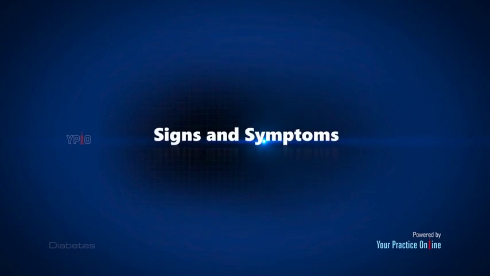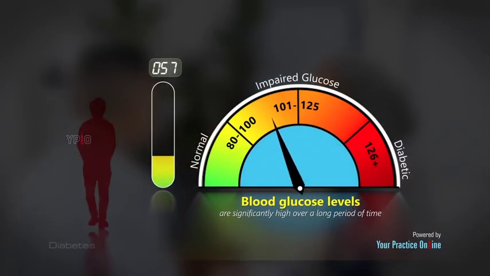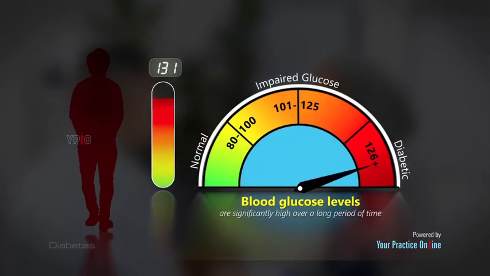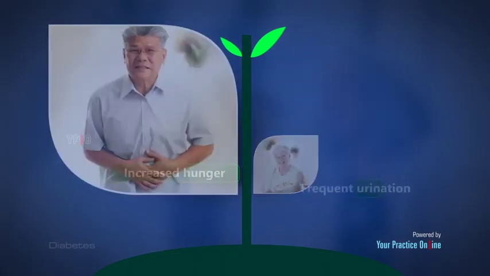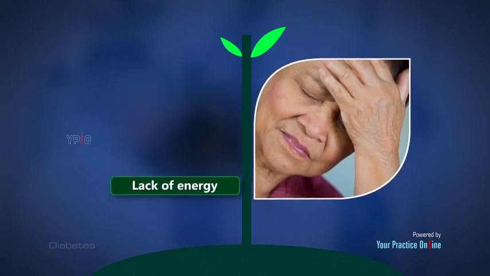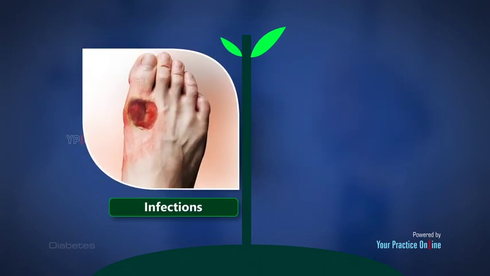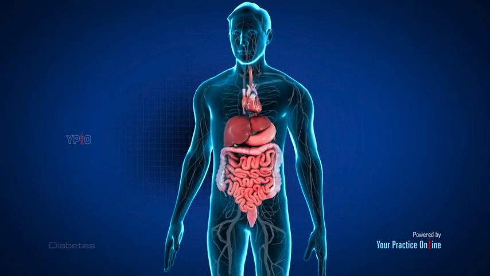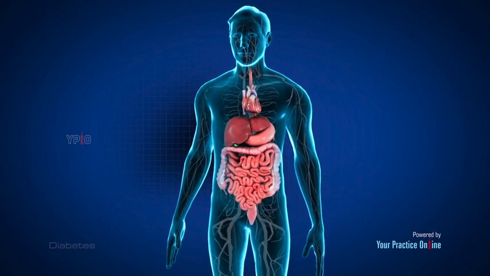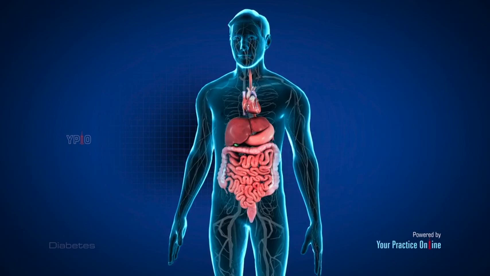Signs and symptoms. Diabetes is often a silent disease. Symptoms may not appear until blood glucose levels are significantly high over a long period of time. So it is not unusual to have diabetes without being aware of it. The common symptoms of diabetes include increased thirst, increased hunger, frequent urination, lack of energy, blurred vision, infections, and weight loss.